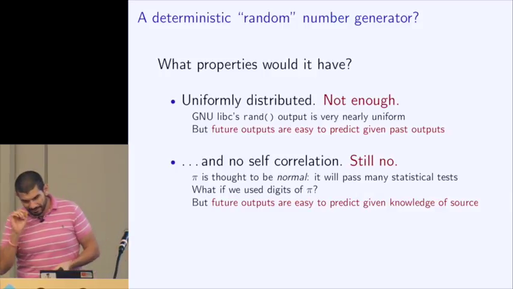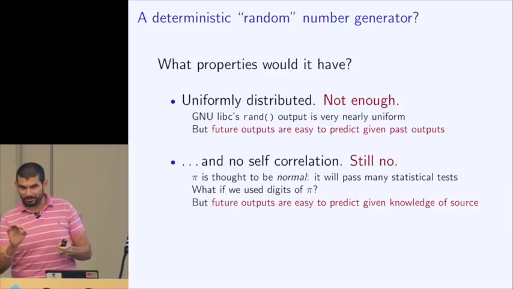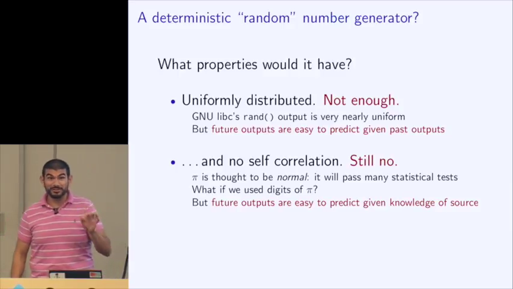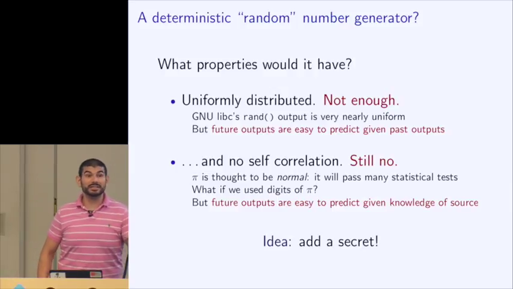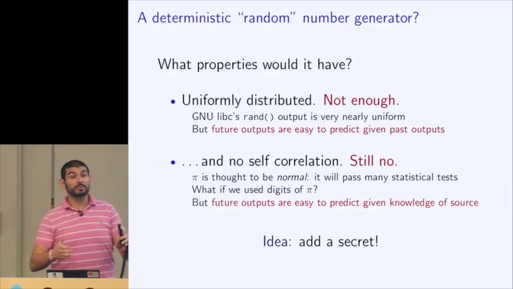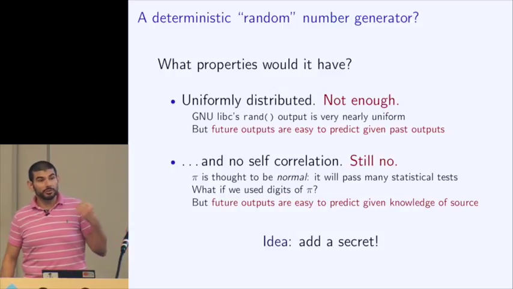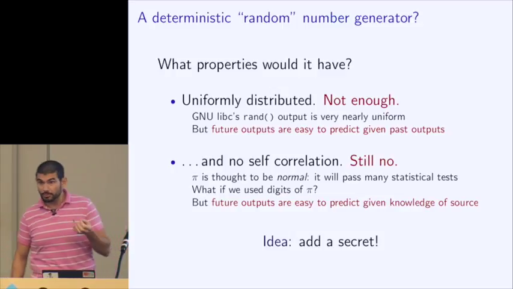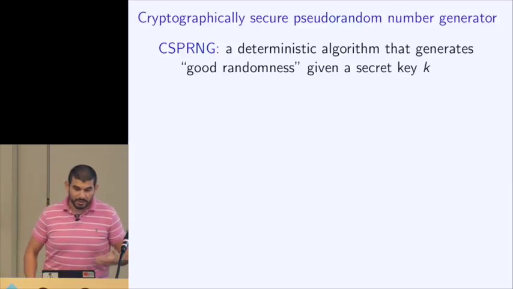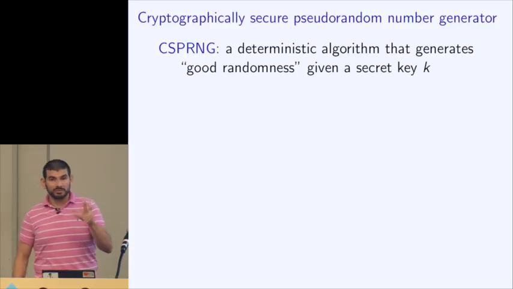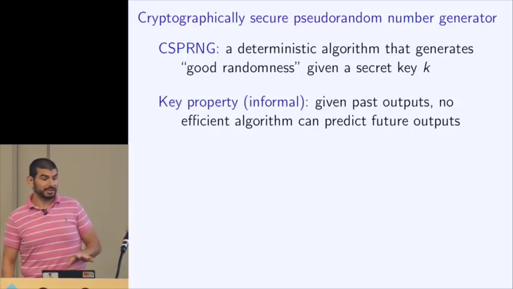On the other hand, there is something here that maybe we shouldn't throw away. Remember I said, if you know which digit I'm on right now, then you can predict the future ones. But what if you don't know? What if there's some secret in there? And so here's the idea. We're going to have a deterministic algorithm, but we're going to have a secret added to it. And in fact, this is a totally standard thing in crypto. It's called a cryptographically secure pseudo-random number generator. The idea is, we have a deterministic algorithm, and we have a secret key. And we have some, informally, some property like this.